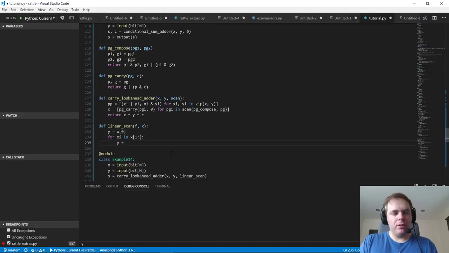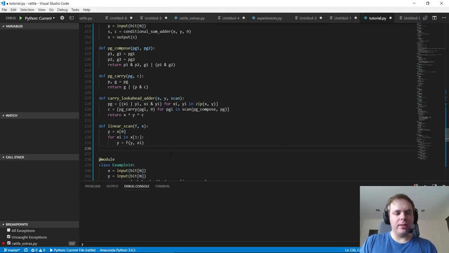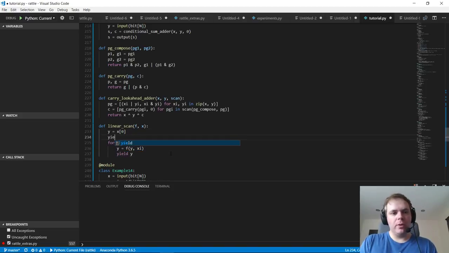And in every position, you combine the new element with the existing element. Then you have to yield it. So you yield these in order. You have to yield the first element too, the way we define it. Sometimes people define a version without that sort of off by one in terms of whether the first element is just the naked element or already has f combined with something else. But the normal version is this, I believe. So this is linear scan, and this is going to yield a generator that outputs as many elements as there are elements in X.